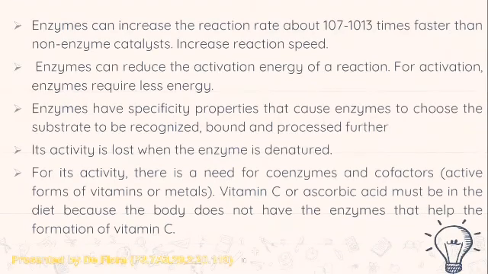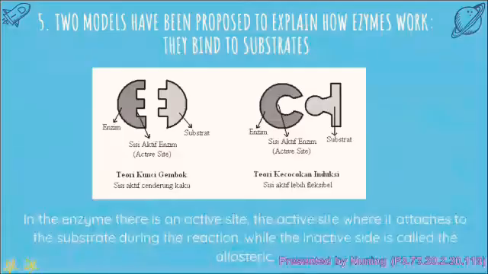For activation, enzymes require less energy. Enzymes have specific properties that cause the enzyme to choose the substrate to be recognized, bound, and processed further. Its activity is lost when the enzyme is denatured. For this activity, there is a need for a coenzyme and cofactor, active forms, and vitamins or minerals. Vitamin C or ascorbic acid must be in the diet because the body doesn't have the enzyme that helps the formation of vitamin C.